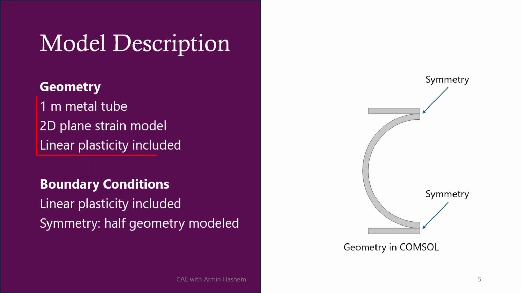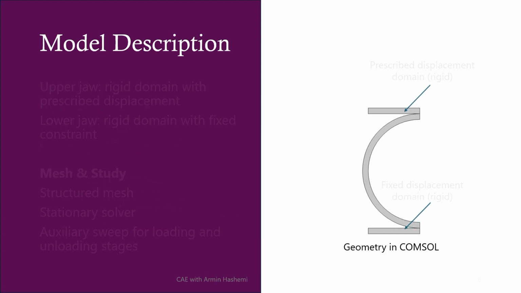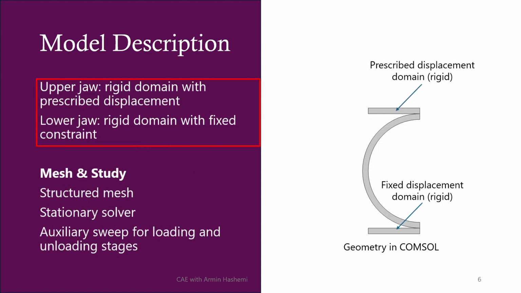This model represents a 1 meter long metal tube, simplified using a 2D plane strain assumption. Linear plasticity is included to capture irreversible deformation once yielding occurs. To reduce computational cost, only half of the geometry is modeled by applying a symmetry condition along the center line. The tube is compressed between two rigid jaws.